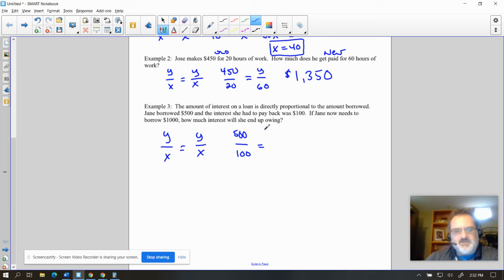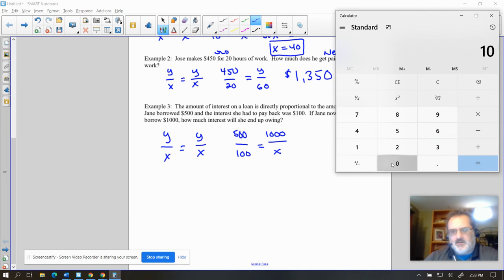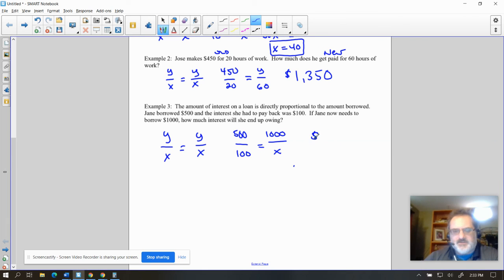If I do that, she borrows $1,000 the next year. So I'm going to put the interest on bottom here. So it looks like I'm going to multiply 100 by 1,000 and then divide by 500. And it looks like she's going to end up owing $200 for a $1,000 loan. Okay? So that's direct variation for you.